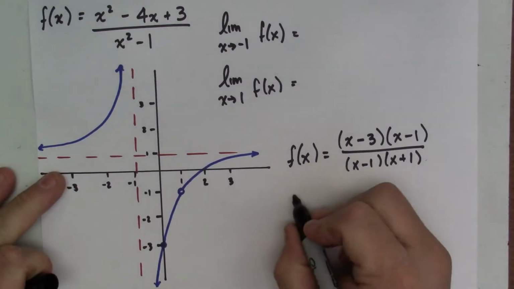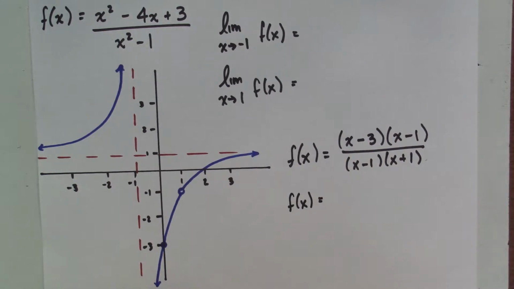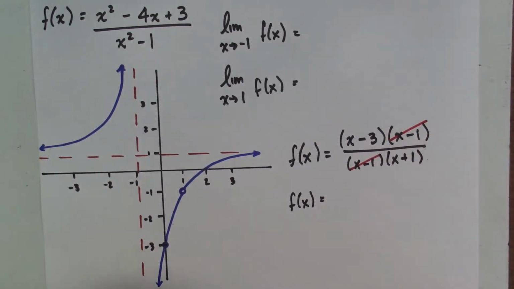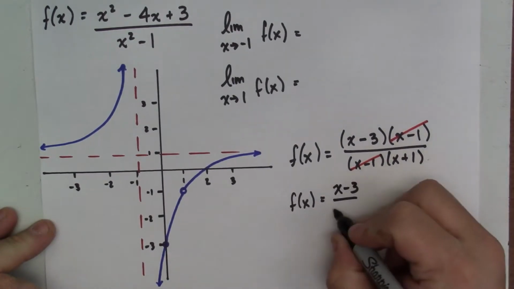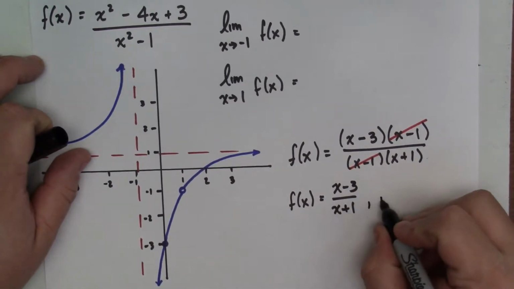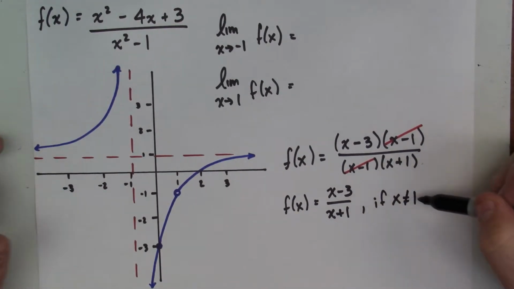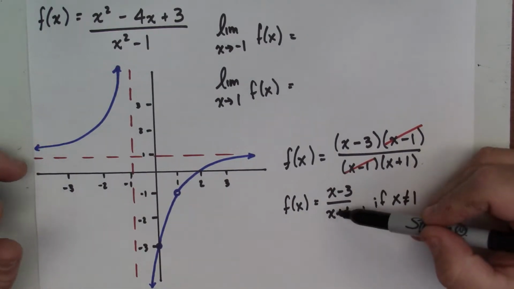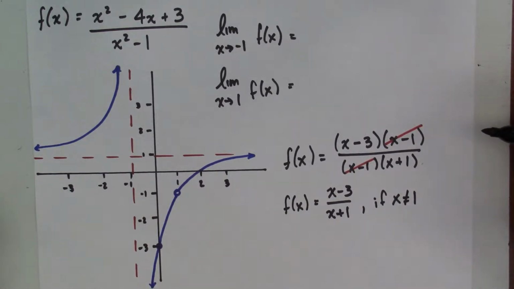So I can say that if I cancel the x minus 1s, f of x is exactly the same as x minus 3 over x plus 1 with one rule: if x is not equal to 1. And the reason for that is I can actually plug in 1 into this. I'm not breaking any divide by 0 problems if I plug in 1 to this, but I do in the original function, and that's creating our dilemma here.